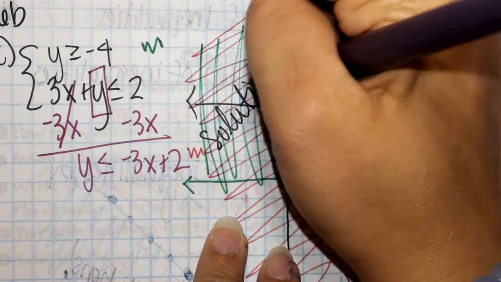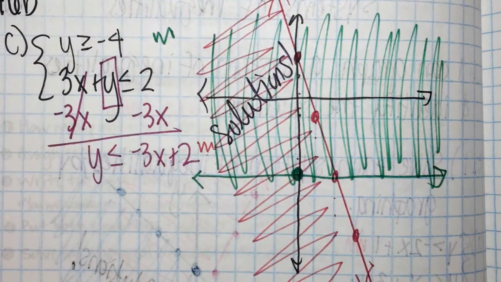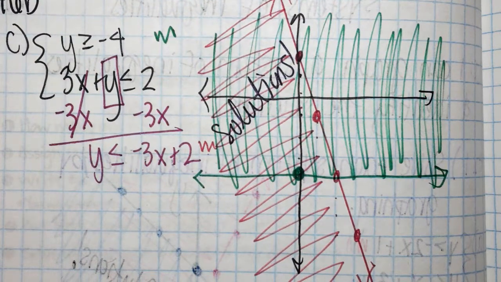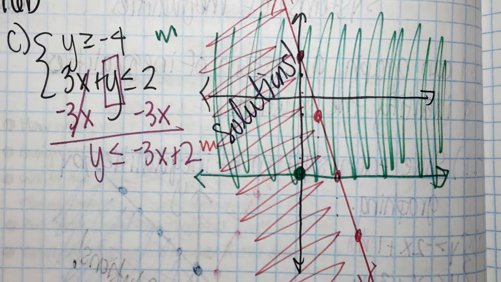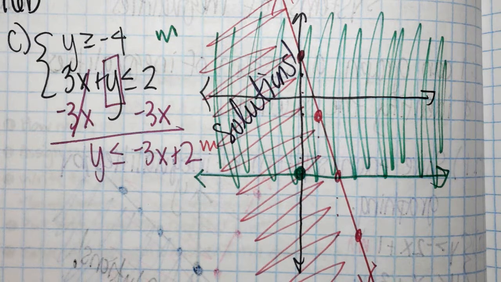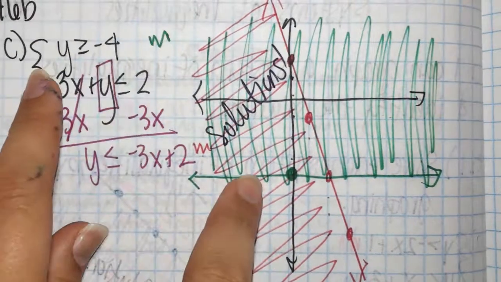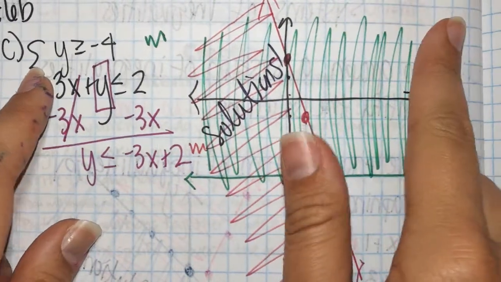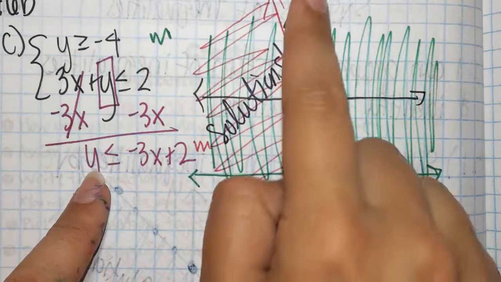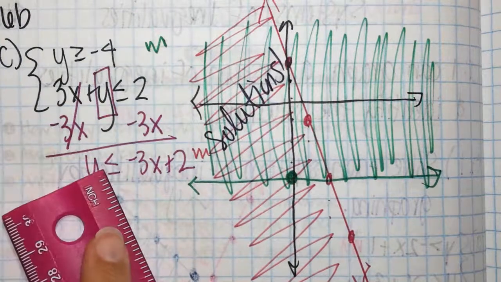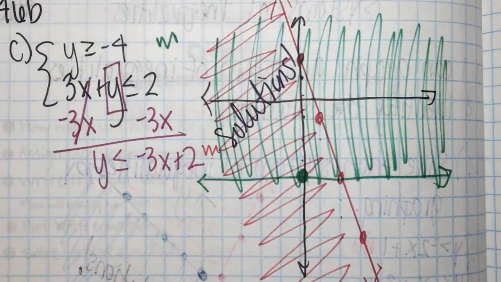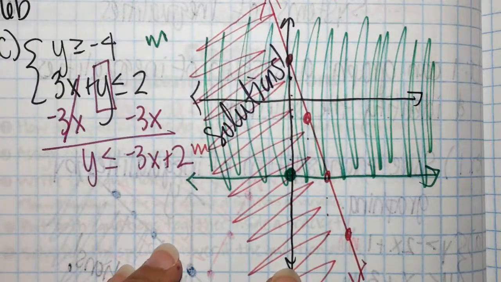Did we identify that our solutions are right here? Yes. Look at us go! Do we have any questions? Yes? How do you know what spot to shade? Great question. If it says greater than, you pick all the spots above your line. If it says less than, you pick all the spots below your line. So this one right here said less than, so it's below that pink line, red line, whatever color that is.